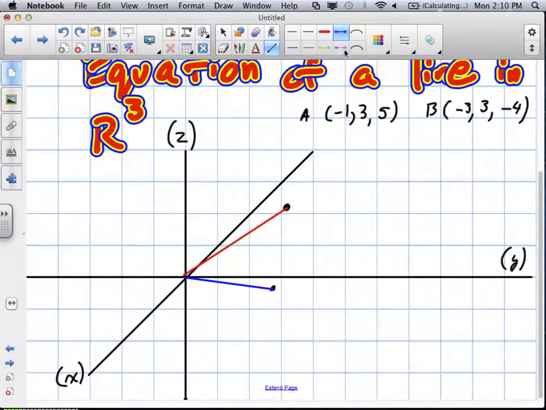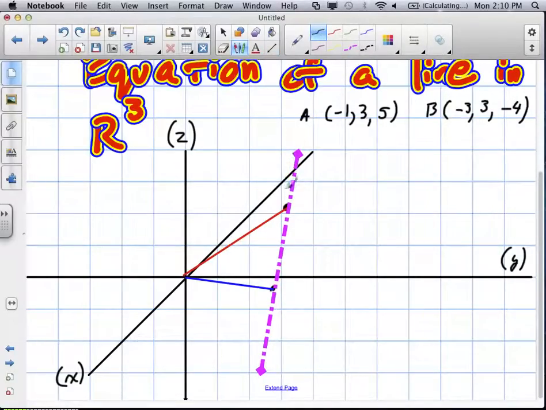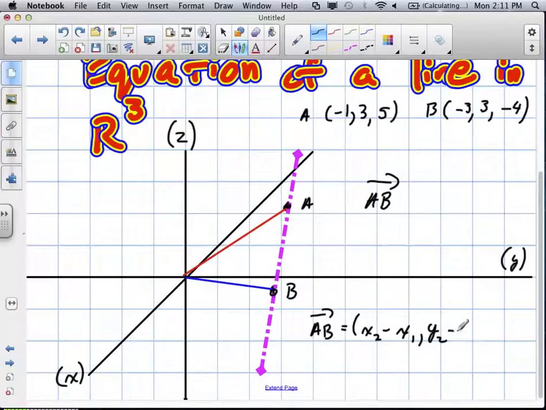So we'll use this color here. There's our line, going through both point A and B. In other words, we're going to call this vector AB, and we need to find the directional vector for this. In order to find a directional vector using two points, anyone remember that formula? In two space, we would do x2 minus x1, y2 minus y1, and now that we're in three space, z2 minus z1. There we go.